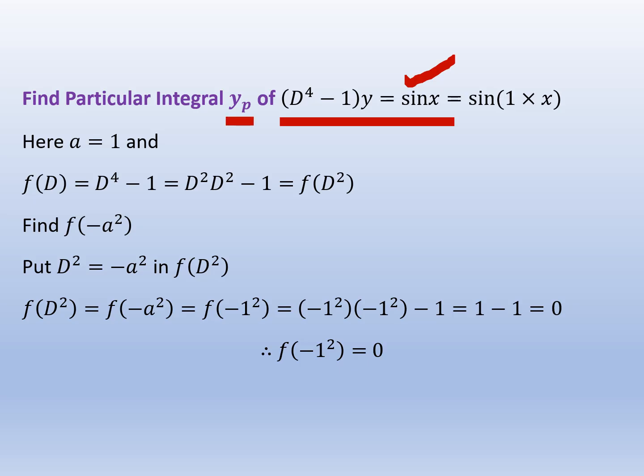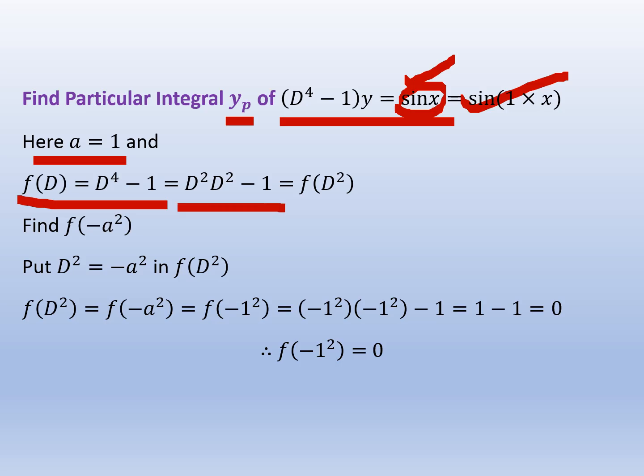So we find the particular integral yp for the given non-homogeneous linear differential equation. Here we observe our a value is 1. So write down the a value 1 here. And we know that f(D) = D⁴ − 1, which is expressed as D²·(D² − 1), which will be equal to f(D²). Now find the value of f(−a²). Put D² = −a² in f(D²).